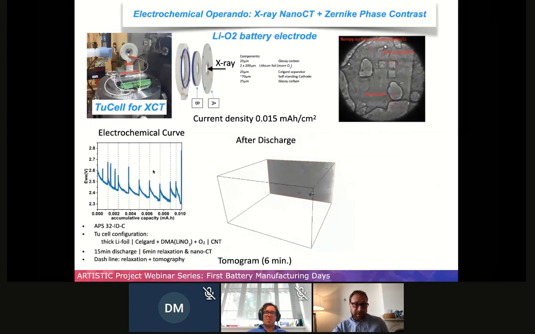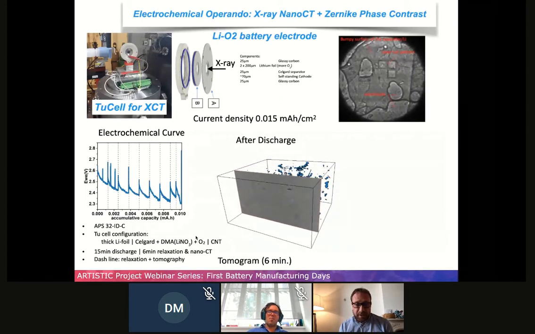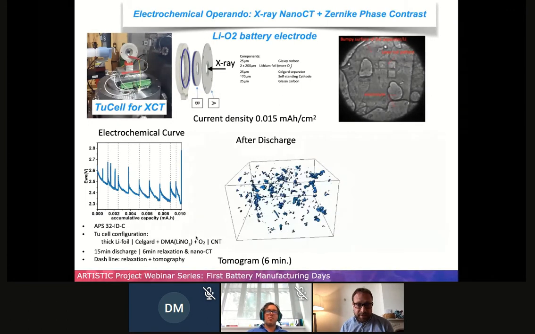What we observe is a relatively good electrochemical response, and for each peak you can see here, there is a relaxation of 6 minutes, just the time to acquire the tomography. We make a tomogram at different states of charge. So what we observe is the formation of Li2O2. We can see that here.